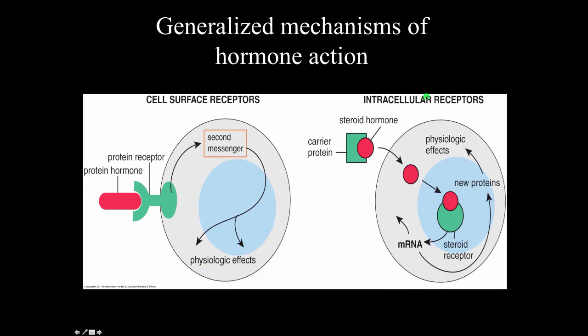On the other hand, there are intracellular receptors, notably for steroid hormones. So here a steroid hormone with a carrier protein to help cross the membrane. The hormone receptor is actually a DNA sequence in the genes. When the steroid hormone binds, it may stimulate transcription of a messenger RNA, translation of new proteins, and again, physiologic effects.